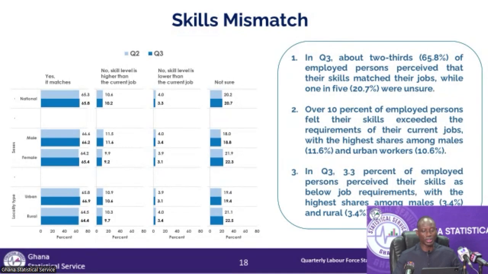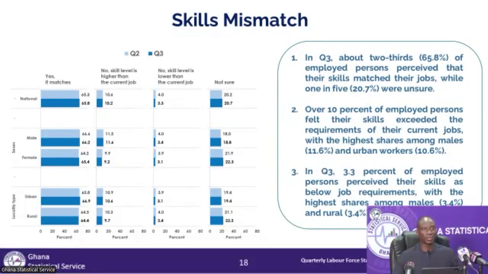But we saw more than 10% actually believing that their skills exceeded job requirements, particularly so for men. 11.6% of them believed so, and also particularly so for urban workers, where 10.6% of urban workers believe so. A smaller share, 3.3%, felt underskilled, with higher levels among males, that's 3.4%, and rural workers, 3.4%. This shows inefficiencies in how skills are utilized.